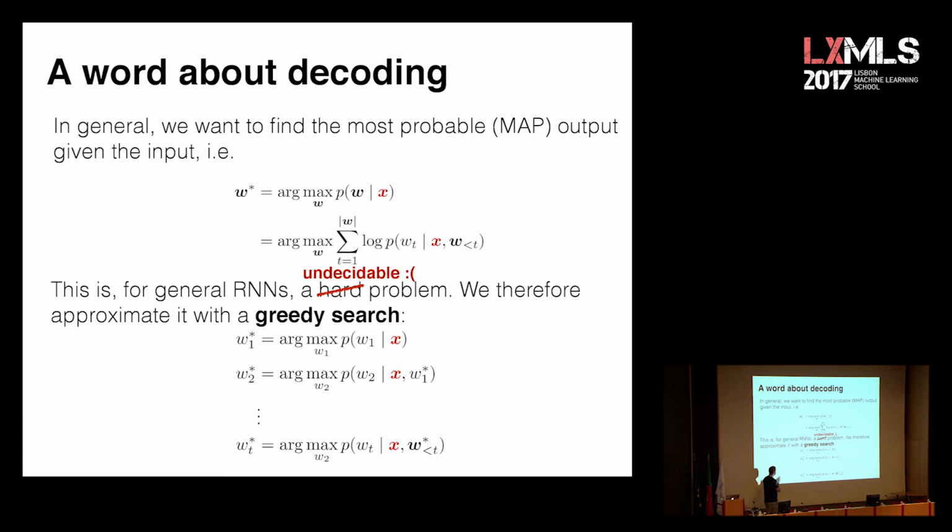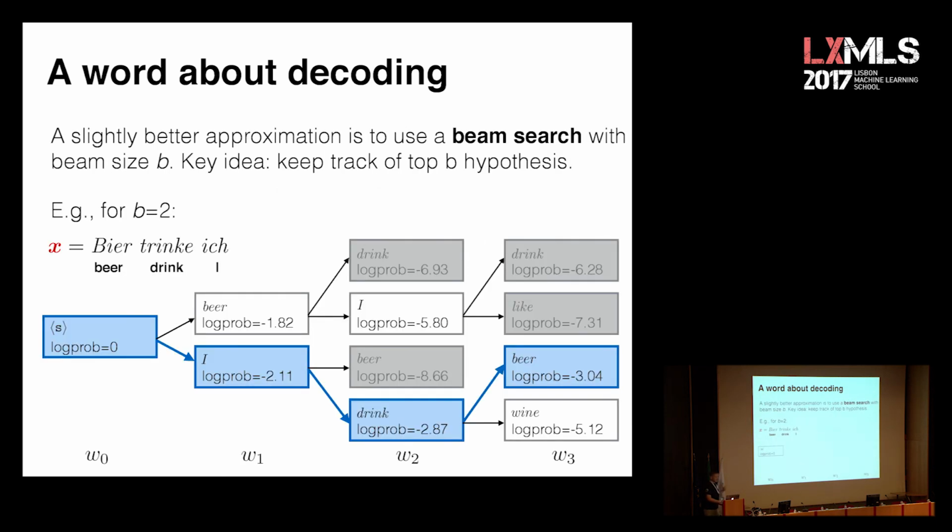But fortunately, there's a pretty good solution we can use, which is just a greedy search. We first say, what's the best first word? And then, given our guess of what the best first word is, what's the best second word? And given our guess about the best first two words, what's the best third word? And so on. And this actually works incredibly well. There's a slightly better approximation, which is to use a beam search with a beam size B.